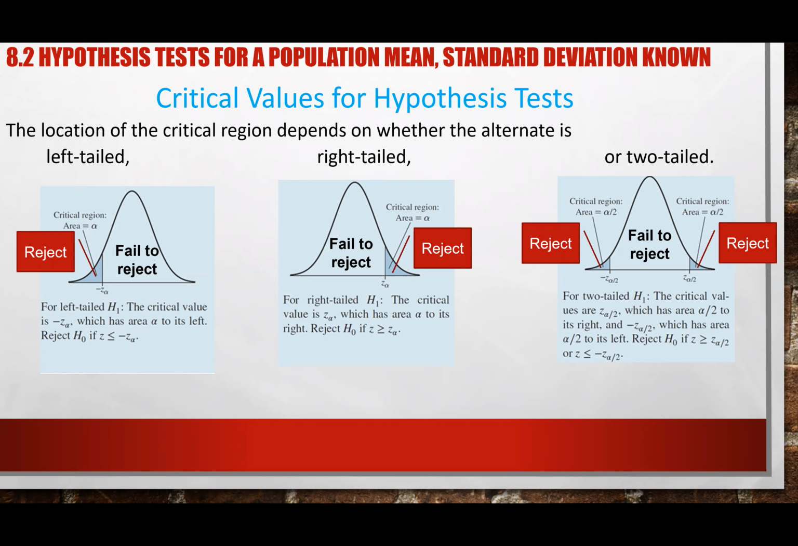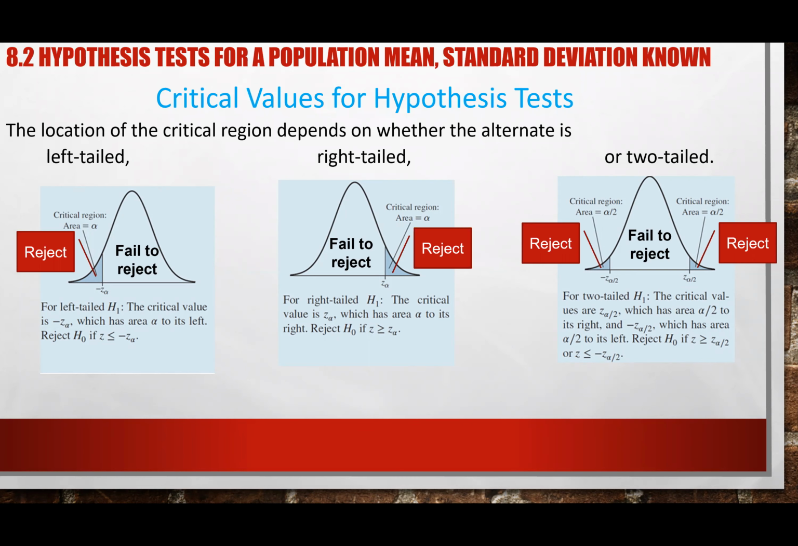Okay, so again, a reminder, I mentioned in 8.1 that the null hypothesis, H sub 0, is a dummy hypothesis. Why is it a dummy hypothesis? Because it only contains one symbol, the equal sign. The alternate hypothesis can take on less than, greater than, or not equal to. So it's either one or the other.